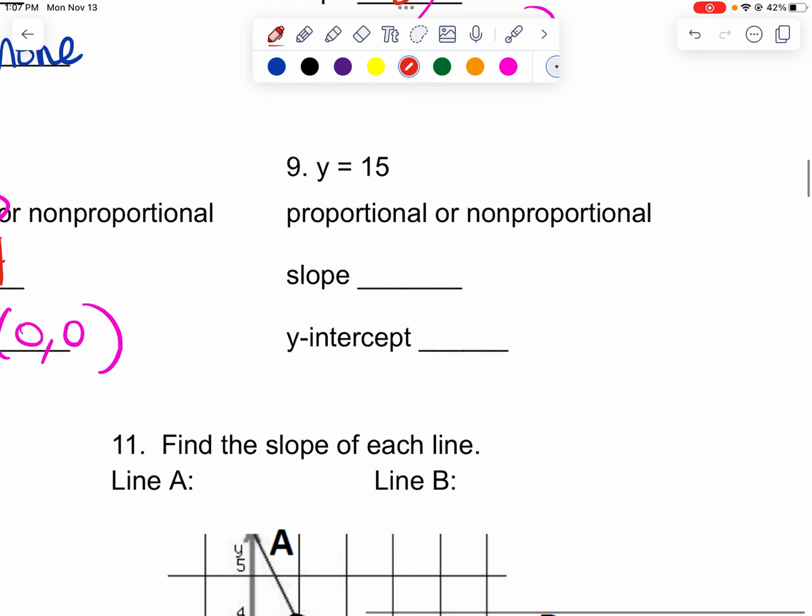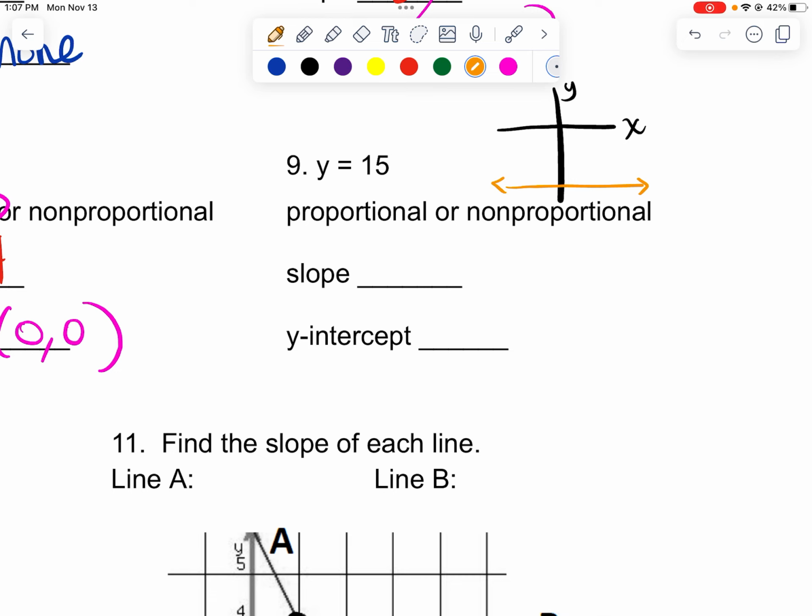This one, this is a horizontal line. I'm going to just kind of draw this. It's going to be way down here at 15. Okay, so is that proportional? That's the first question. It is non-proportional. The slope is going to be undefined, or no, it is not. The slope is 0. The y-intercept, where does it hit the y-axis? It hits it right here. It hits it at the point 0.